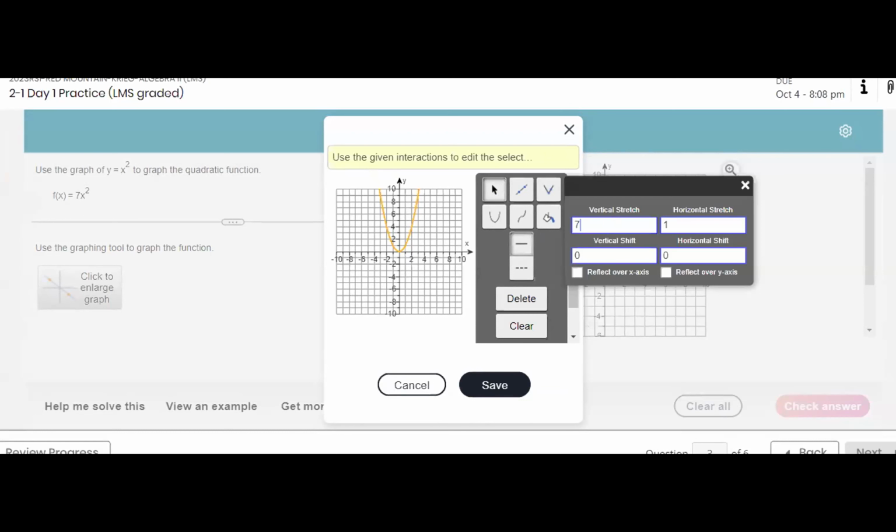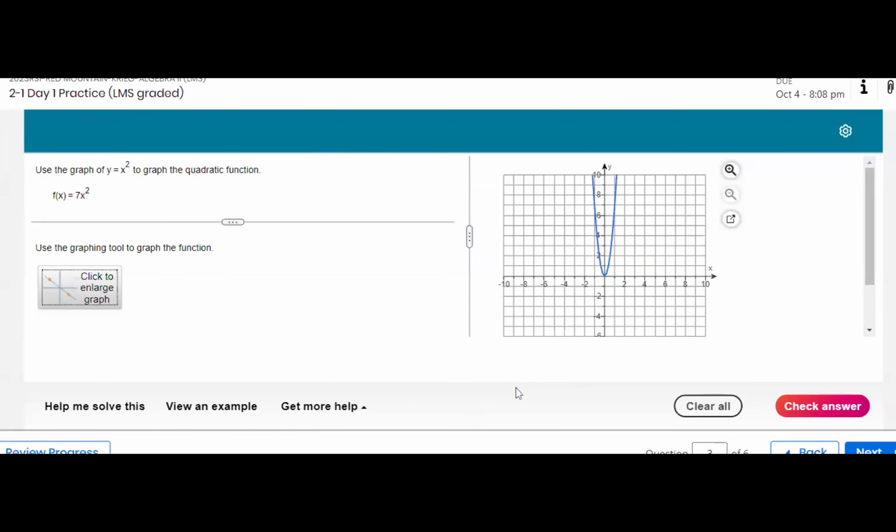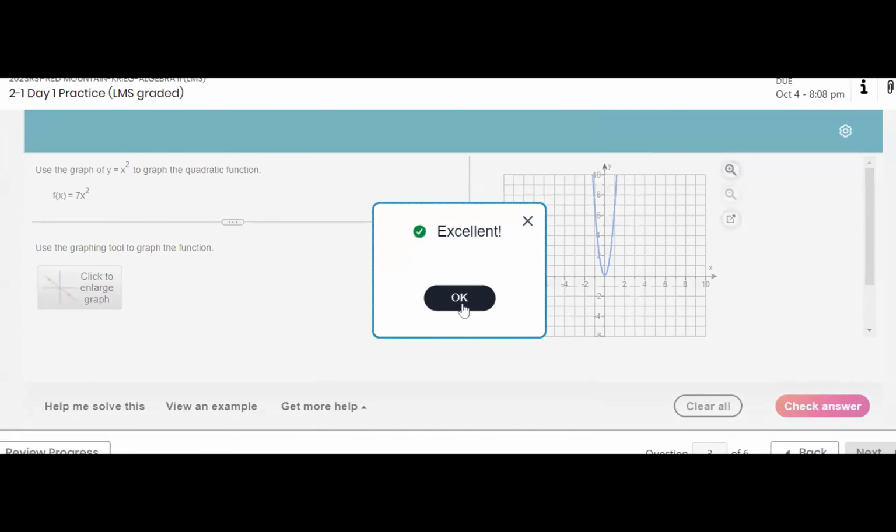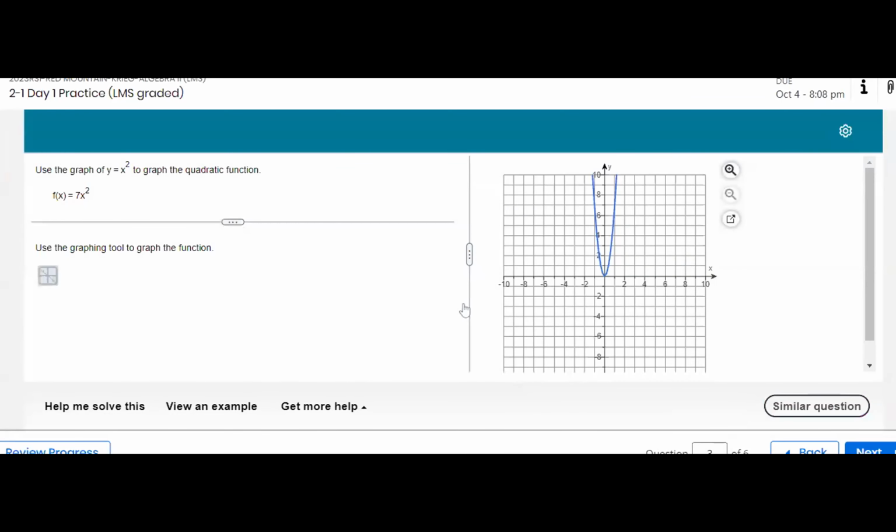Click off of it somewhere so that it knows to try that. Don't hit save. There it is. Okay. So that always just means the vertical stretch. Yes, that number in front is a vertical stretch when it's bigger than 1, which it typically is.